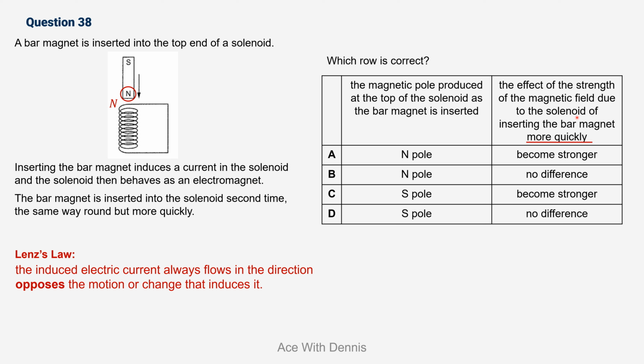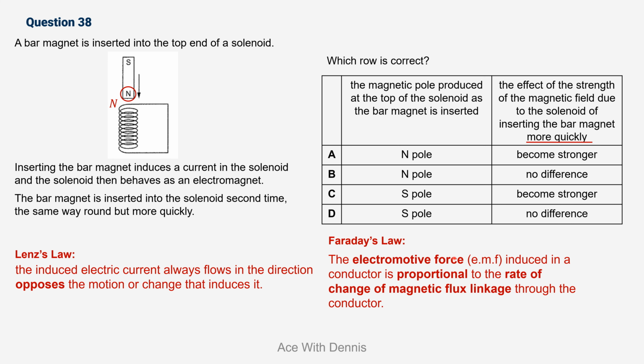Okay, the next one is asking what will happen to the strength when this bar enters the solenoid more quickly. To answer this question, we need to relate it to Faraday's law, which states that the electromotive force, EMF, induced in a conductor is proportional to the rate of change of magnetic flux linkage through the conductor. So the speed increases the rate of change of magnetic flux linkage. In other words, the faster the bar magnet enters the solenoid, the stronger the magnetic field that is induced. Hence, the answer will be A.